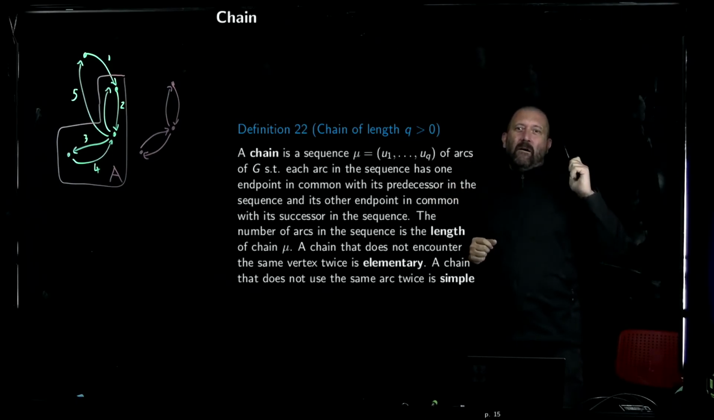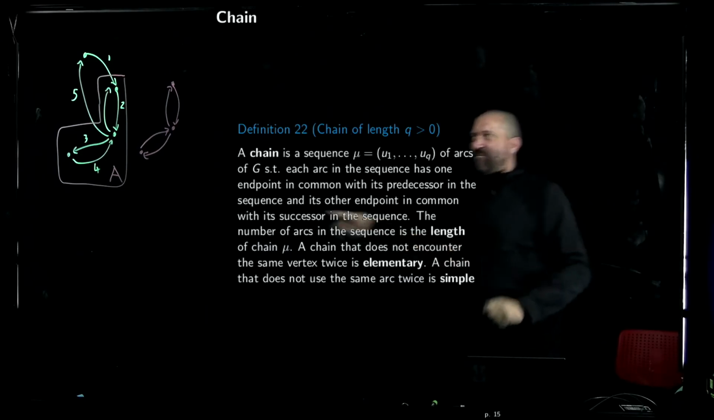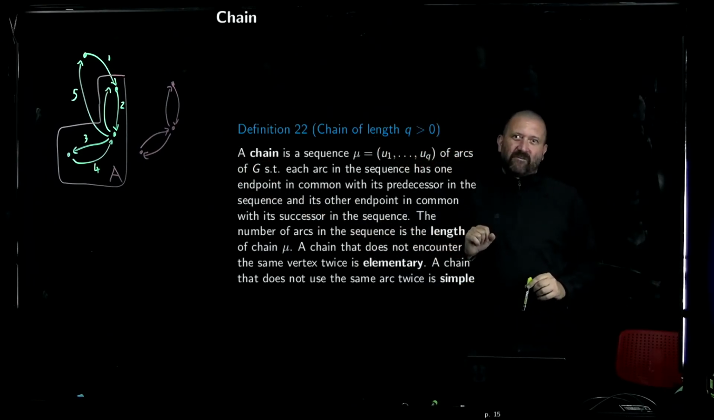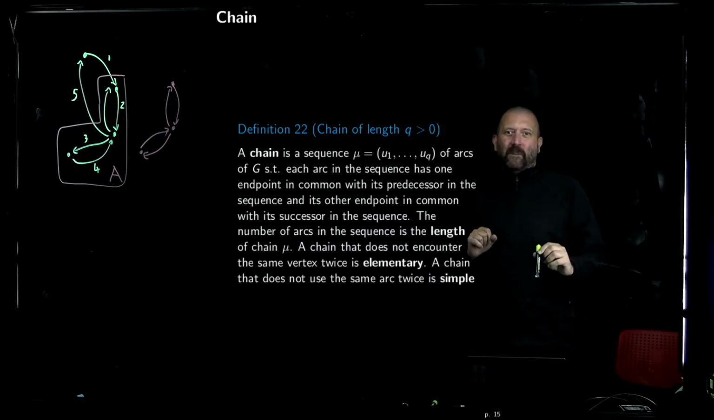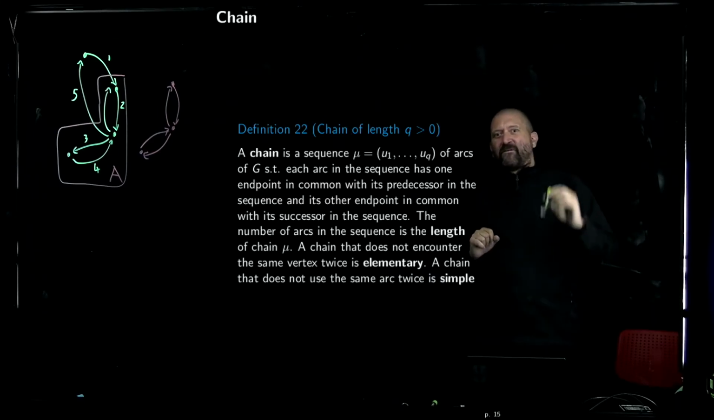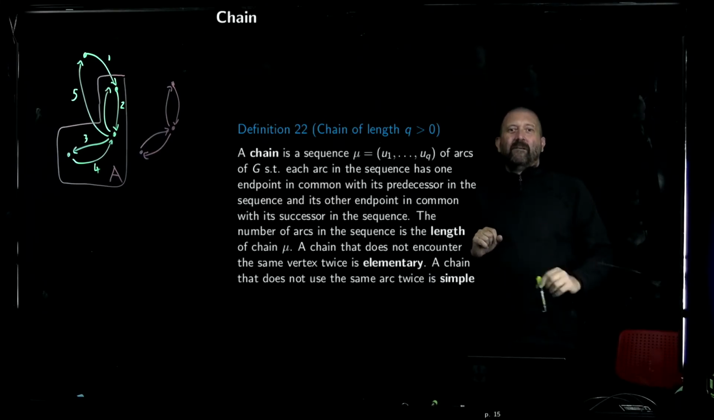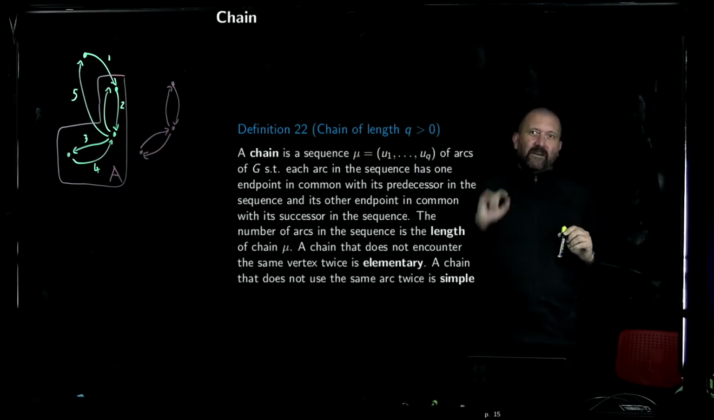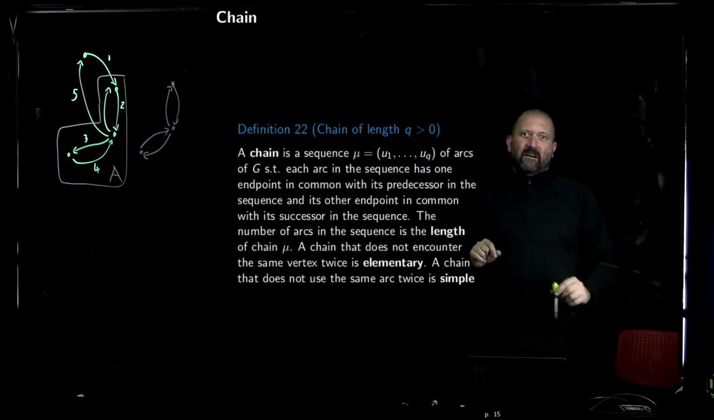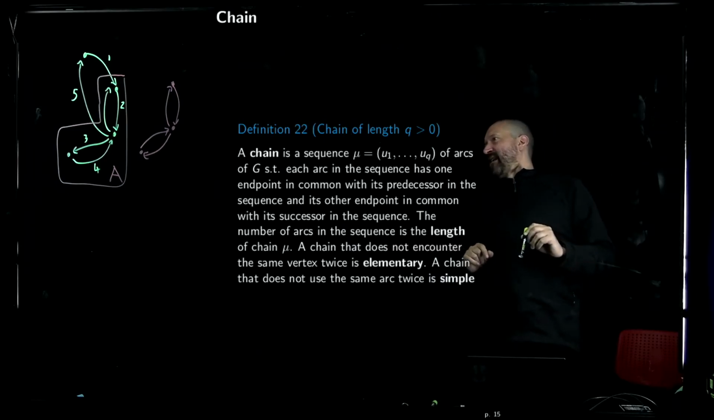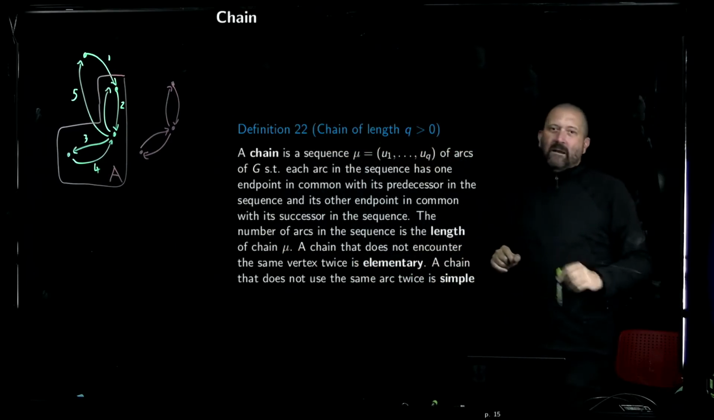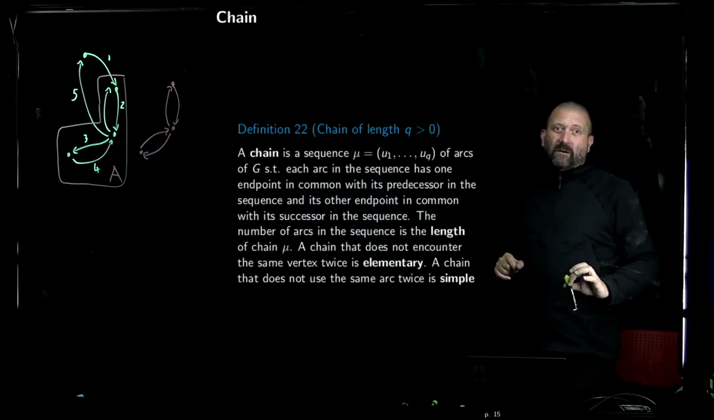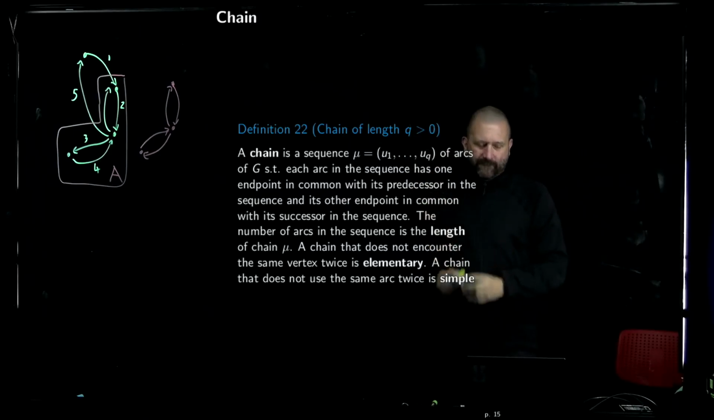If a chain does not go through the same vertex twice, which is not the case of the chain I was just demonstrating here, we say that the chain is elementary. And if the chain does not use the same arc twice, it is simple. So that chain that I was describing is not elementary because I've met that vertex twice. But it is simple, because I have not used the same arc twice in this chain.